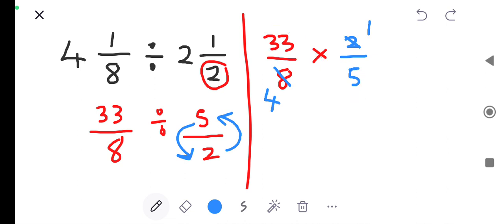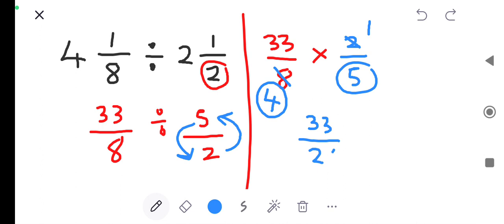So you multiply the numerators that are left. You do 33 times 1. That gives you 33 over. You multiply the denominators. You do 4 times 5. That gives 20. Now you can't stop here because 20 is carrying a number that is bigger than itself. You have to write 33 over 20 as a mixed number.